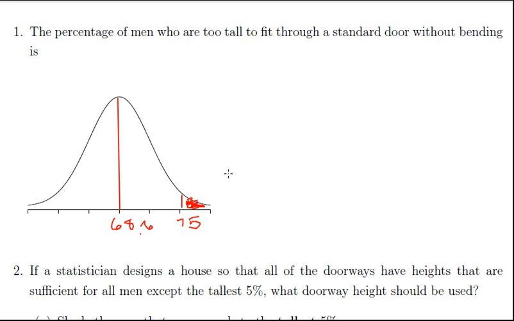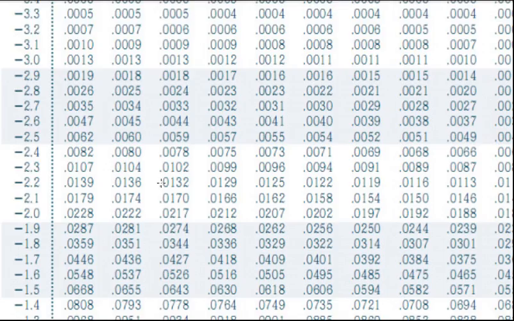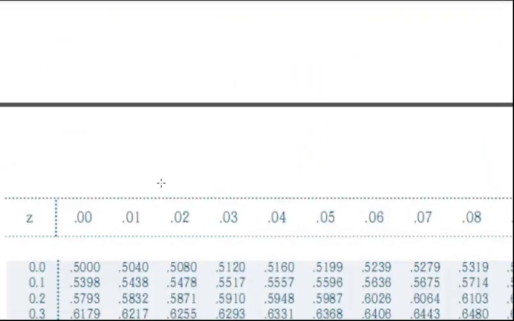Okay, so we're going to do it by hand first. I want to first calculate my z-score. So I take the value I'm interested in minus the mean and divided by the standard deviation, which in this case was 2.8. And that's equal to 2.29. And I'm going to go to my normal table and look up a z-score of 2.29.